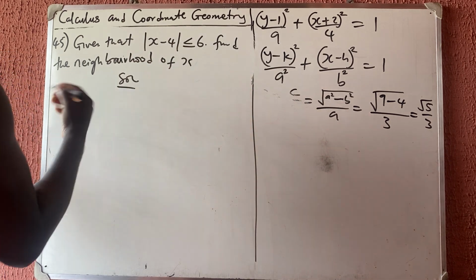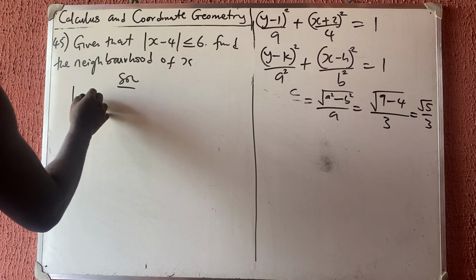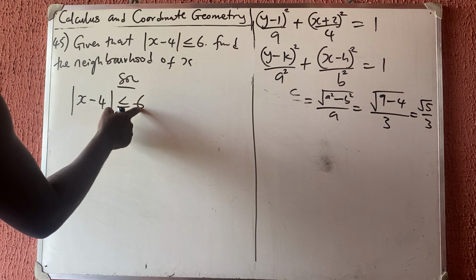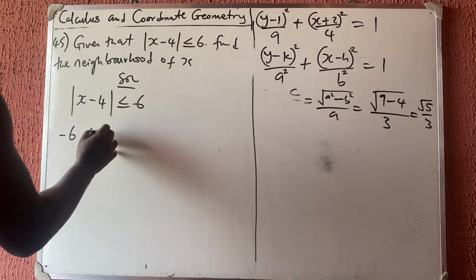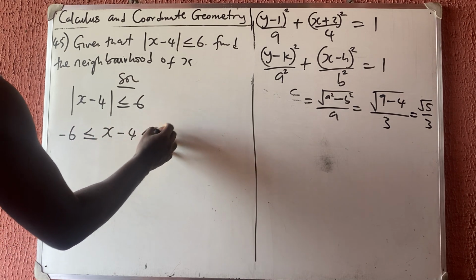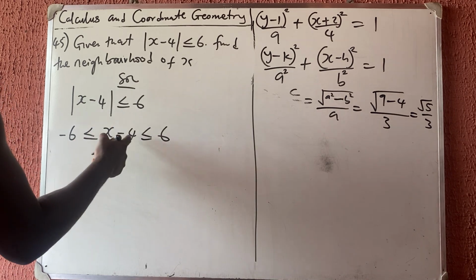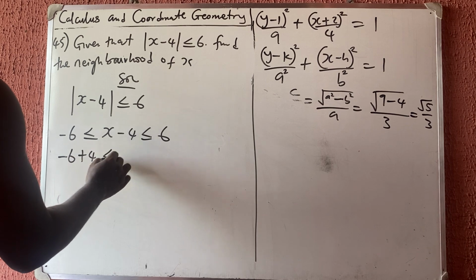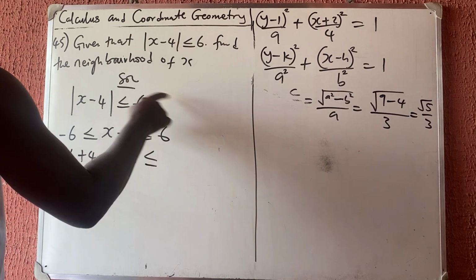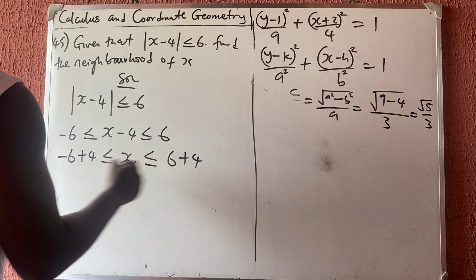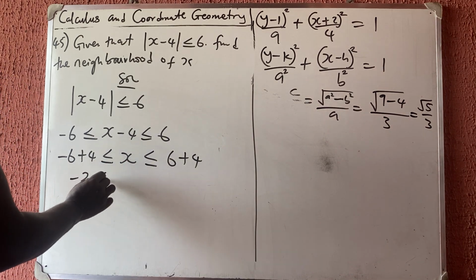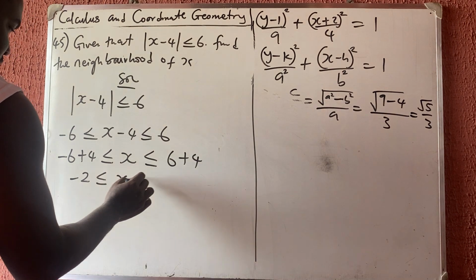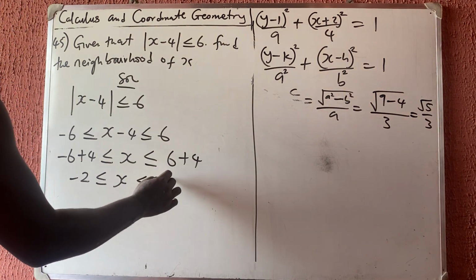Okay, solution. What you do is very simple. I have the absolute value of x minus 4 is less than or equal to 6. So what do we do? To remove the absolute value, I have minus 6 is less than or equal to x minus 4, which is less than or equal to 6. So this can go here, this can come here. I have minus 6, this one coming here, I have plus 4, is less than or equal to x, which is less than or equal to, we still go here, 6 plus 4. So this gives me minus 2 is less than or equal to x, which is less than or equal to 10.